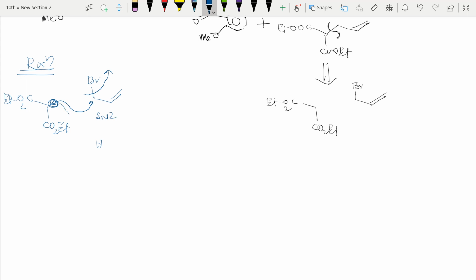Otherwise you may say, sir, it can react like this also to this carbon, then this shifting occurs, then bromine will leave and it can do an SN2 prime reaction. Yeah, whether it does SN2 or SN2 prime reaction, we get the same product. Both products will be the same.